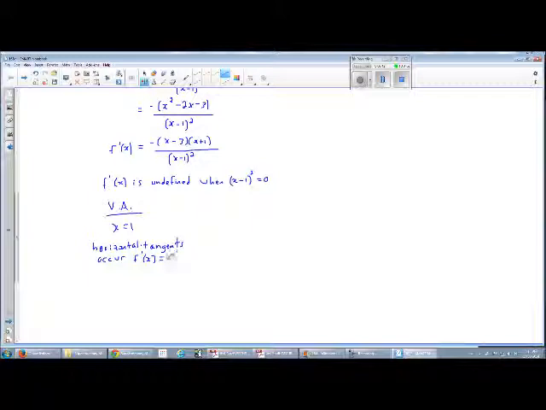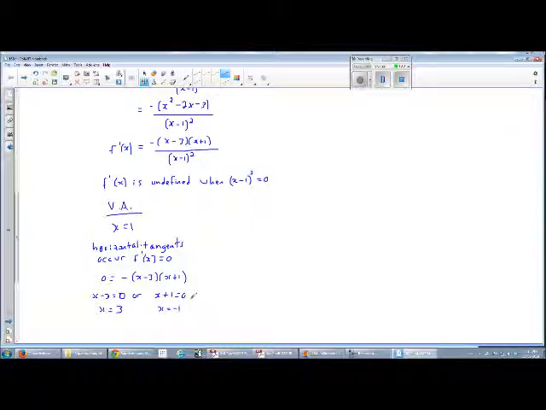So when this equals 0, then if we multiply both sides by the denominator, we see that 0 equals negative x minus 3 times x plus 1. Therefore, x minus 3 could equal 0, or x plus 1 could equal 0. Therefore, x equals 3, or x equals negative 1.